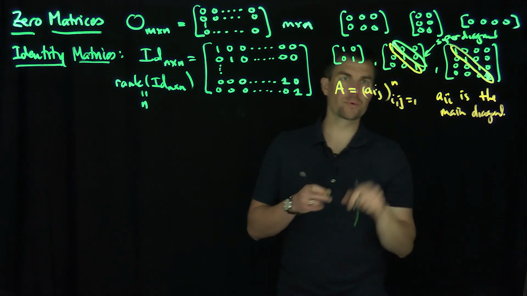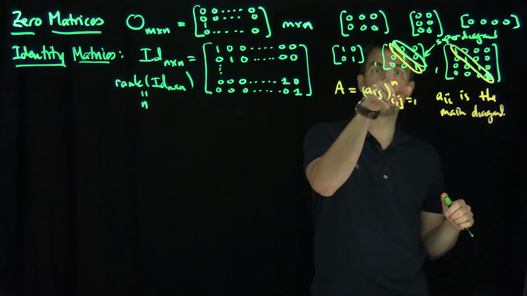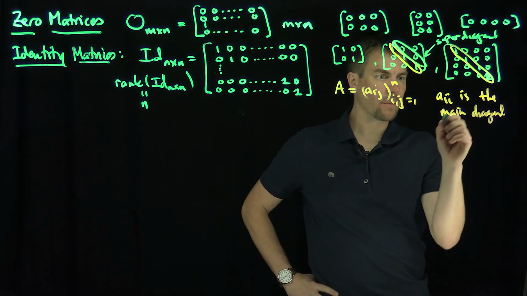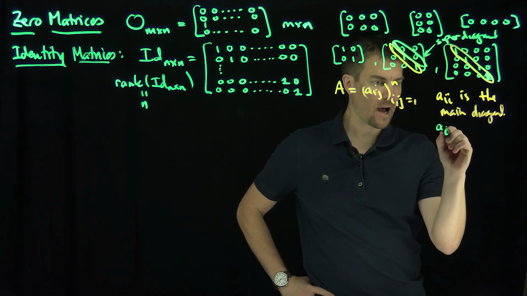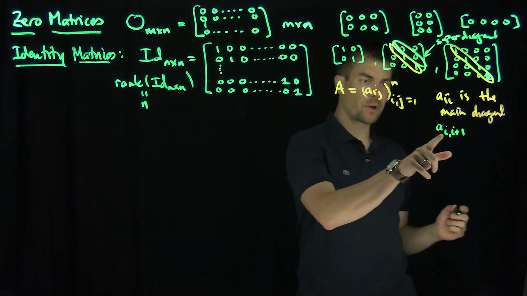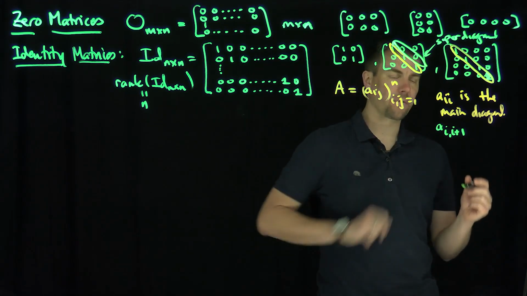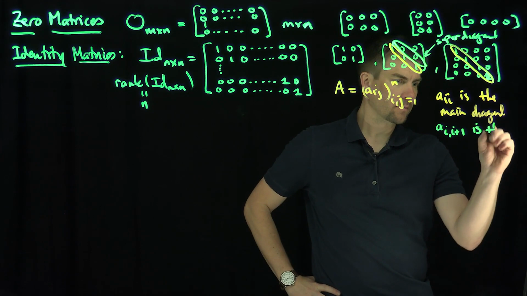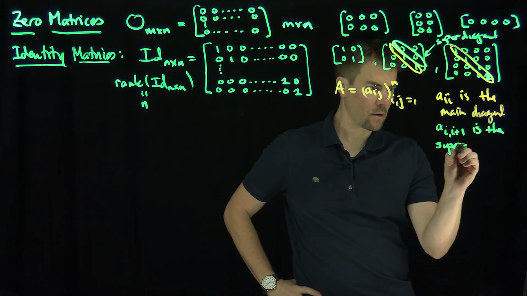Of course, for the superdiagonal, the column is one bigger than the row. So it's A_i,i+1. That's my row, and my column is one more. For example, if I look at a 1,2 entry, it is definitely on the superdiagonal.